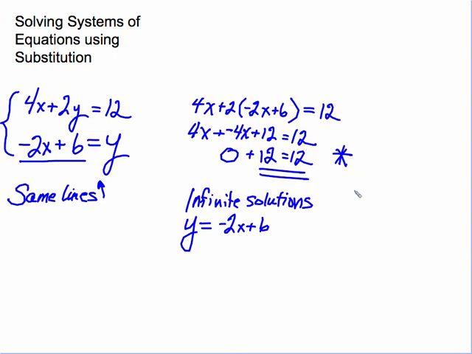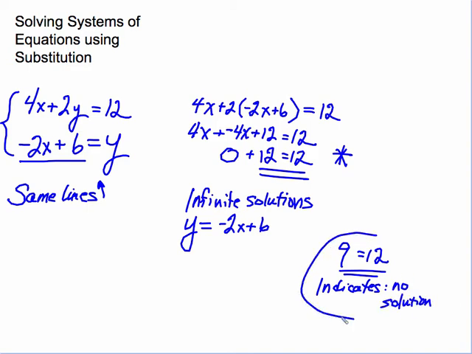We should also note that some systems, instead of getting a result that is always true, like 12 equals 12, you might get a result like 9 equals 12, or something else that's always false. This indicates no solution. It wasn't the case here, so we'll put that aside. But I don't think we need to do another example to show no solution. You just look for something like 9 equals 12, or two things that are not equal.